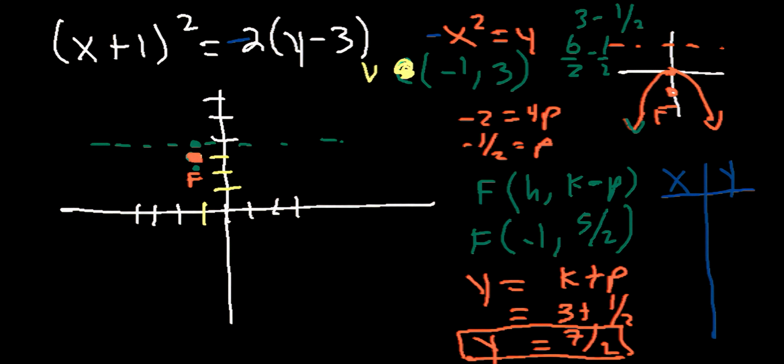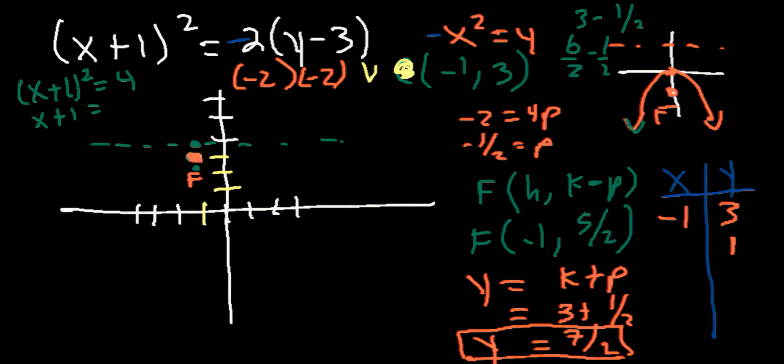I already have the value for 3. When y is 3, x is negative 1. That's the vertex. So I need to choose something less than 3. But I want to choose a number where when I multiply it by negative 2, it's going to give me a perfect square. So I want to choose 1 for y. Because 1 minus 3 is negative 2, and negative 2 times this negative 2 in front is 4. And I can take the square root of 4. So if x plus 1 squared is equal to 4, x plus 1 is therefore equal to plus or minus 2. So it's equal to 2 and negative 2. If x plus 1 equals 2, if I subtract both sides by 1, I get x equals 1. And for the other one, if I subtract 1 from negative 2, negative 2 minus 1, that's negative 3.